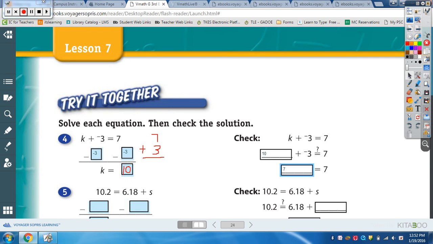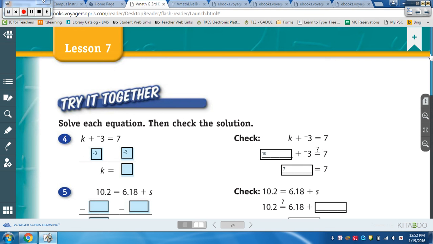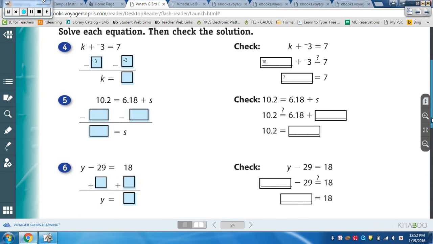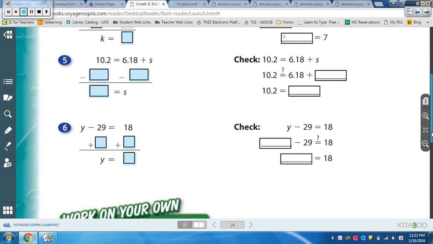Let me clear these annotations first. And we will move down. Let's go ahead down here and look at problem number 5. In problem number 5, we have 10 and 2/10 equals 6 and 18/100ths plus S. This one looks like it's a little more complicated. It's just dealing with decimals, which means you may want to get your calculator out if you haven't done so already.